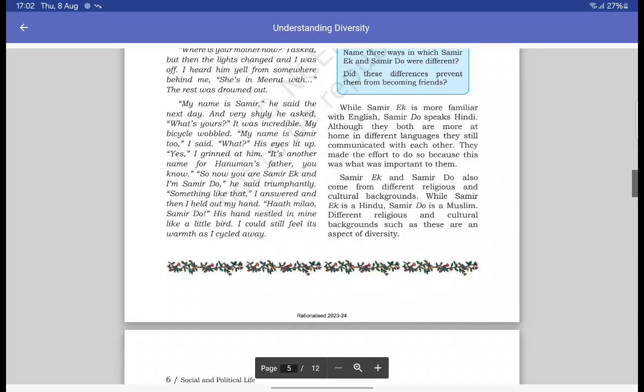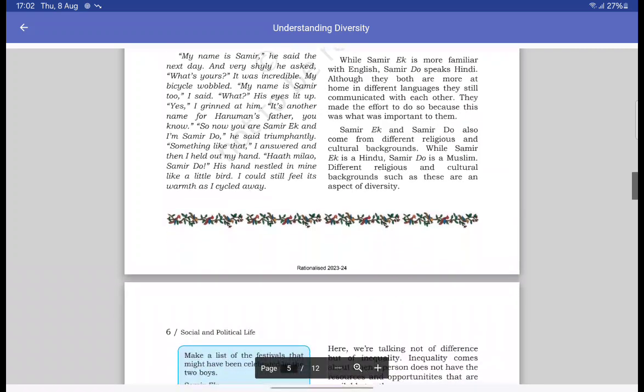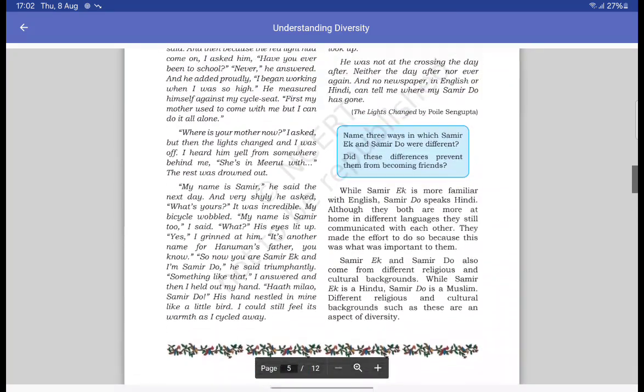My name is Samir, he said the next day, and very shyly he asked, what's yours? It was incredible. My bicycle wobbled. My name is Samir too, I said. What? His eyes lit up. Yes, I grinned at him. It's another name for Hanuman's father. So you are Samir Ek and I'm Samir Do, he said triumphantly. Something like that, I answered, and then I held out my hand. Haath milao, Samir Do. His hand nestled in mine like a little bird. I could still feel its warmth as I cycled away.